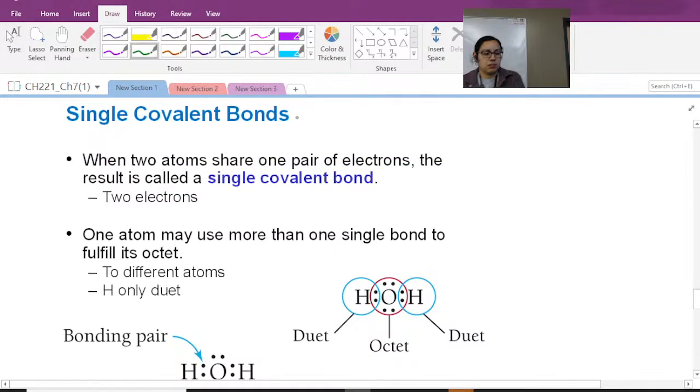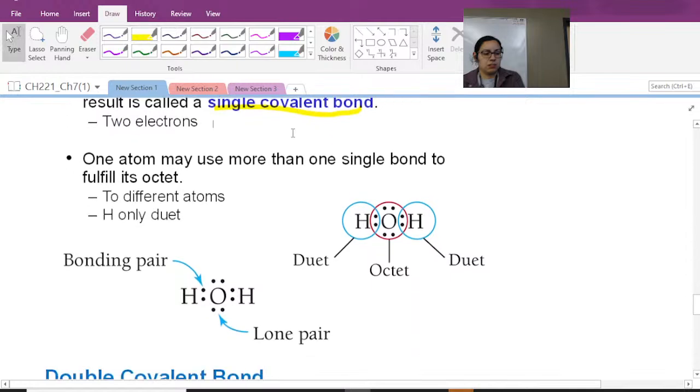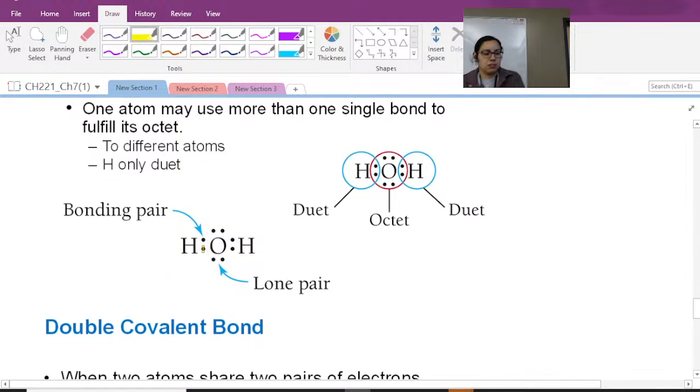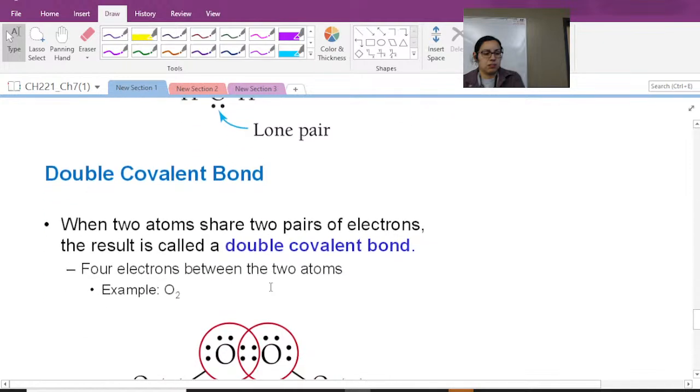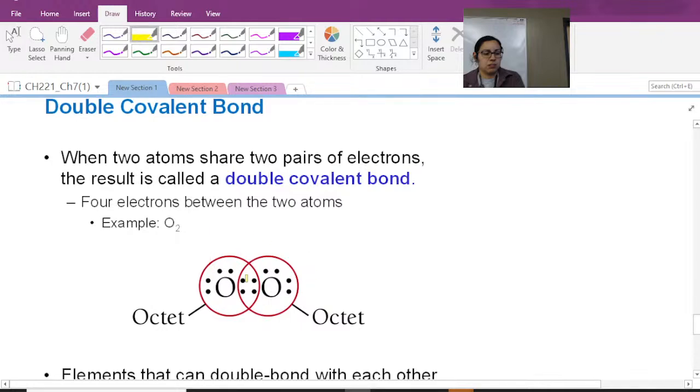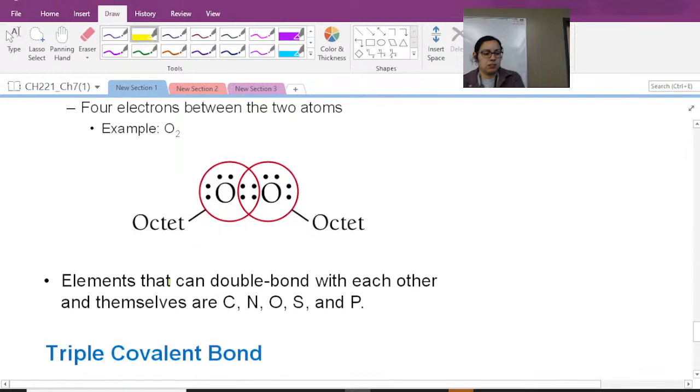Like we were practicing with our structures, we can formally define this as a single covalent bond: 2 electrons and just 1 line. There they drew out the 2 electrons, but we want to change that to a line. Then of course double covalent, sharing 4 electrons total with 2 bonds, and you want to draw the lines. It also mentions elements that can double bond with themselves. This is not all inclusive, but definitely carbon, nitrogen, oxygen, sulfur, and phosphorus.